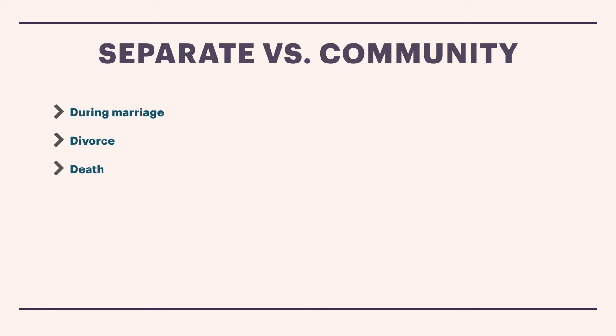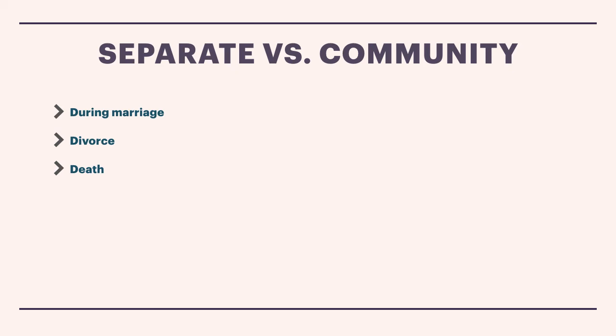All right, let's talk about death. At death in a separate property state, to make up for the inequality that can result if one spouse has most of the assets titled in their name and they die, they have enacted what is called a forced share or an elective share that mandates that at least a percentage of the deceased spouse's share goes to the surviving spouse.